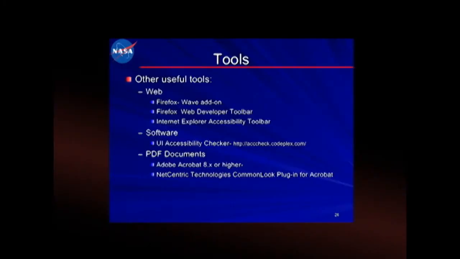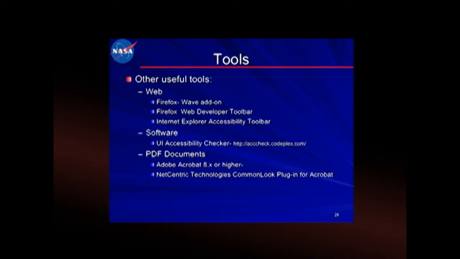All right, some other useful tools. We have Firefox. I like to use this Wave add-on. It's actually by WebAIM. I would definitely suggest it for anyone wanting to do a quick review of a website. Very simple tool to use. There's also a web developer toolbar, which you can use to test for some of the Section 508 standards. There's also an Internet Explorer accessibility toolbar. So we definitely suggest these.